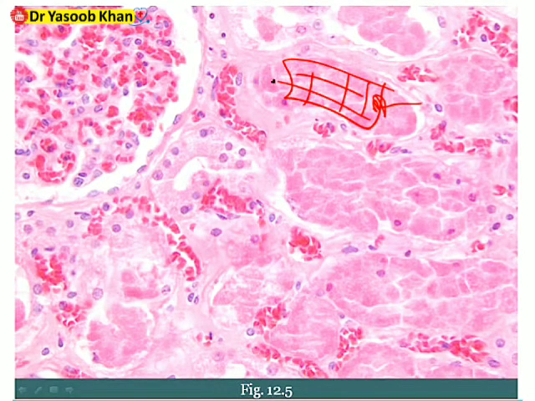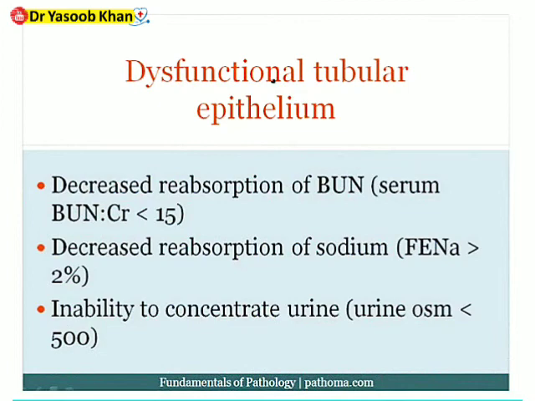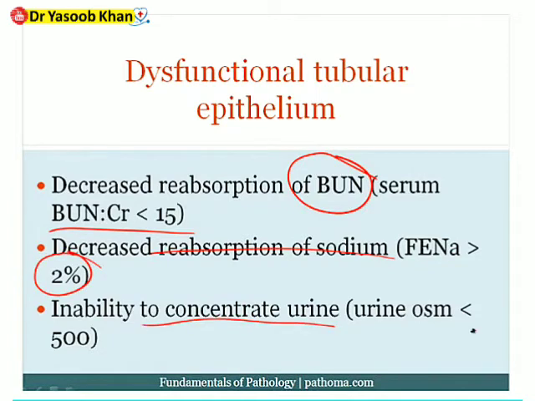And also, of course, the plugging of these tubules by the necrotic cells would create a back pressure which would decrease the GFR. Now in this particular case, we're going to have a dysfunctional tubular epithelium, and so therefore we're not going to be able to resorb BUN, and so the BUN to creatinine ratio will be less than 15. I've already illustrated this earlier. Also, because we don't have good tubular function, we're going to have decreased resorption of sodium, so the FeNa will be greater than 2%, and an inability to concentrate the urine, so the urine osmolality will be less than 500.